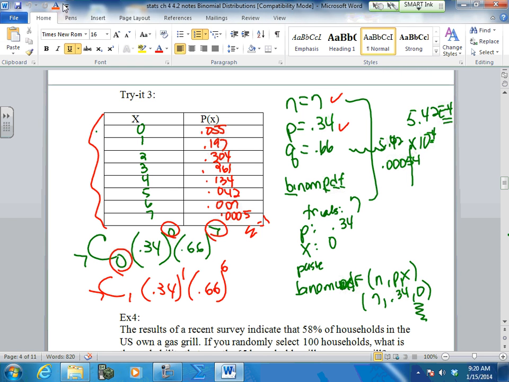Now, this table works really nicely now that you have all your information. And then you say, what is the probability of exactly 3 of those 7 saying yes, they use their pension as a source of retirement? You come here, and it's right here, 0.261. About 26%.